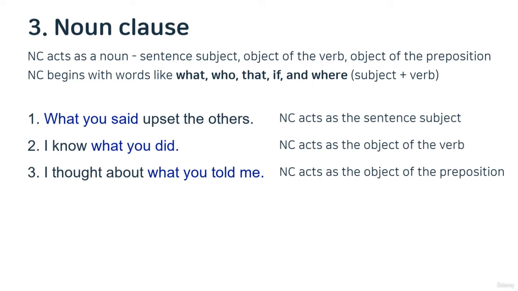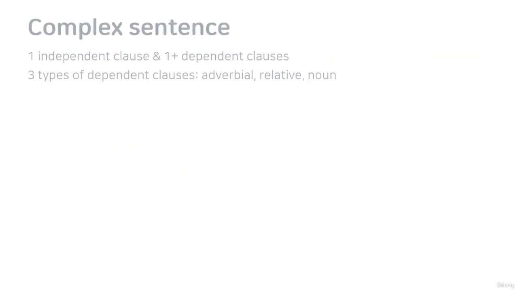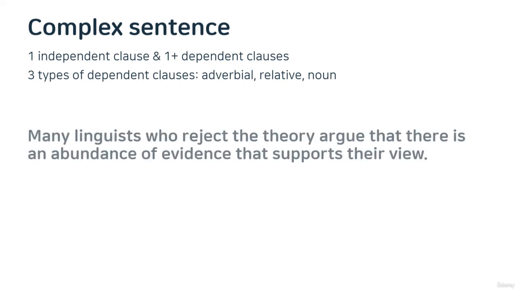So although in essence the noun clauses are part of the independent clause, they are dependent clauses. So these short sentences are also considered complex sentences. Okay, so that's the overview of three different types of dependent clauses, which can join an independent clause to form a complex sentence. However, it's important to keep in mind that a complex sentence can have more than one dependent clause.